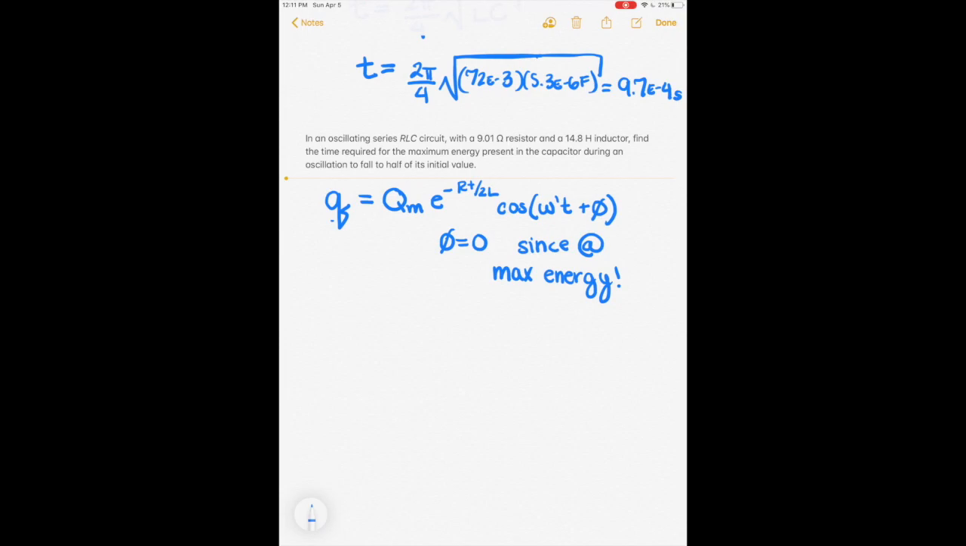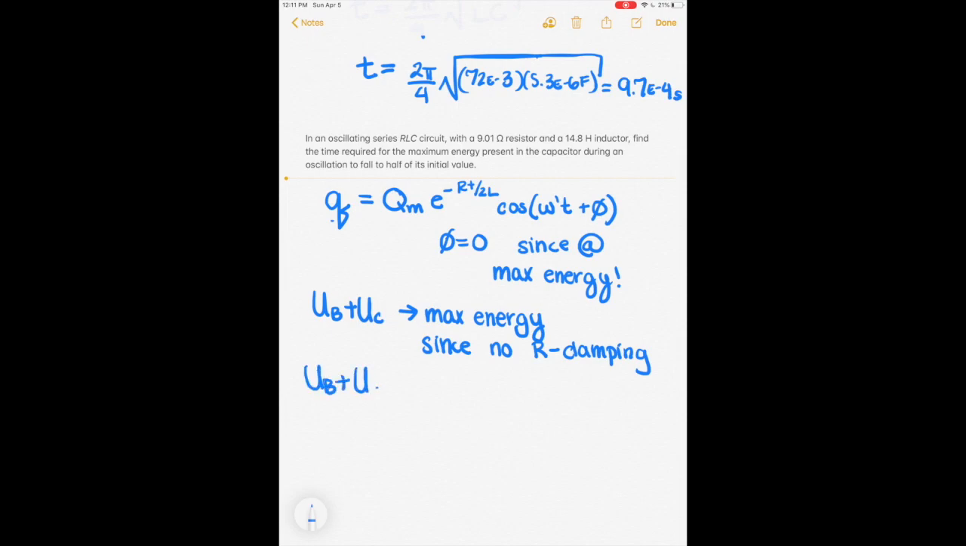Now we have to think about the setup of this problem, which is a little bit more complex than it normally is. If we only had an inductor and a capacitor, we can say that our maximum energy is just equal to the potential over the inductor plus the potential over the capacitor at any given time. But since we have a resistor, we have to think about the damping of the circuit. Q max squared divided by 2C is our maximum potential energy of an LC circuit.